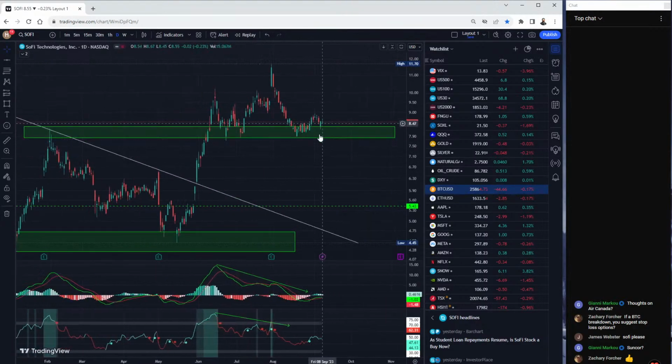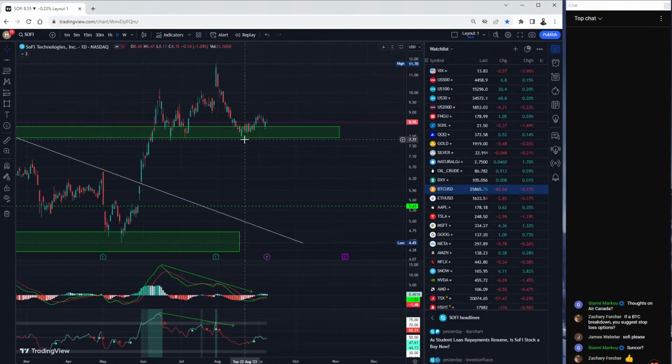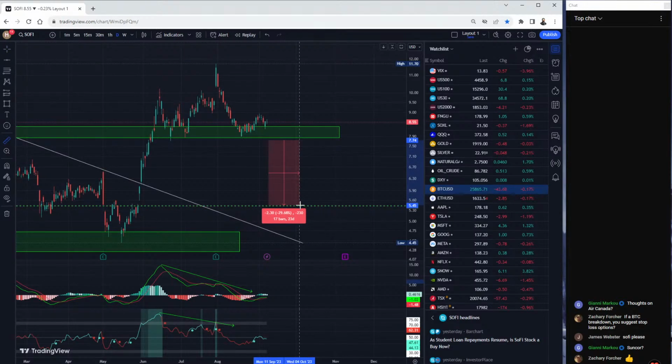So let's see if it will hold here and then bounce. If it does not hold, then unfortunately you see this big gap. If it breaks this support, the last support, last defense is around 7.72. If it goes below that, I think it's coming straight down from here to here, around 30, almost a 30% drop.